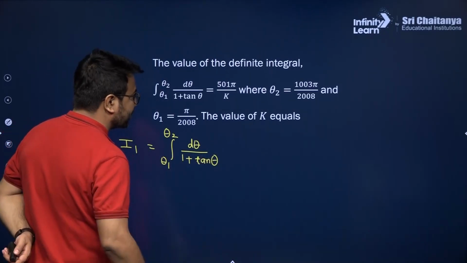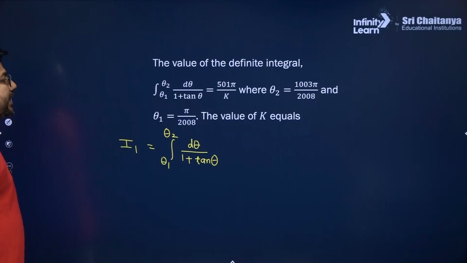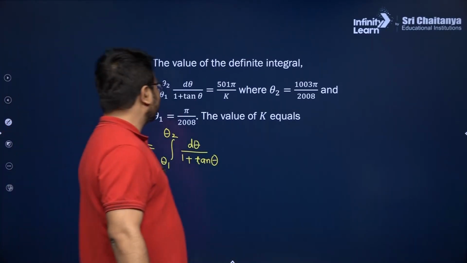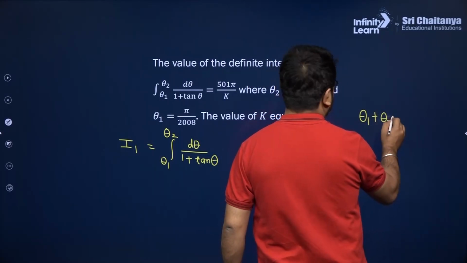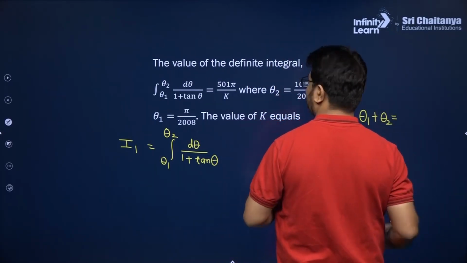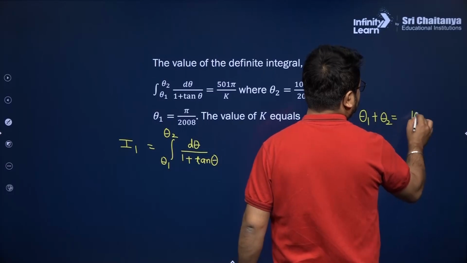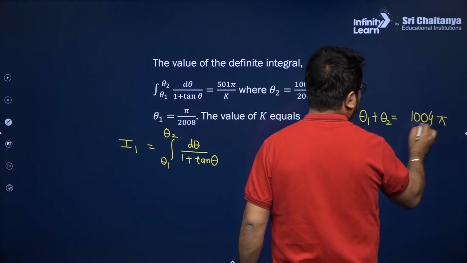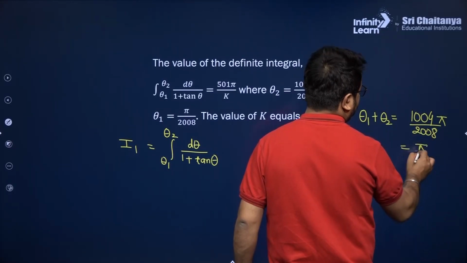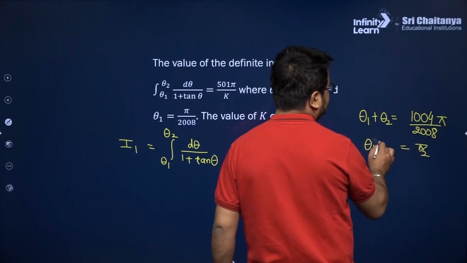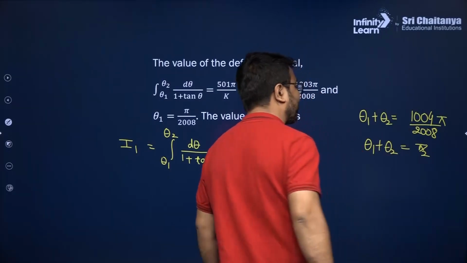Now how to approach this particular question? So here we are observing, if I add theta 1 and theta 2, suppose, 1003 plus 1, it will be 1004 pi whole divided by 2008. So this will be equals to pi by 2. Theta 1 plus theta 2 will be equals to pi by 2.